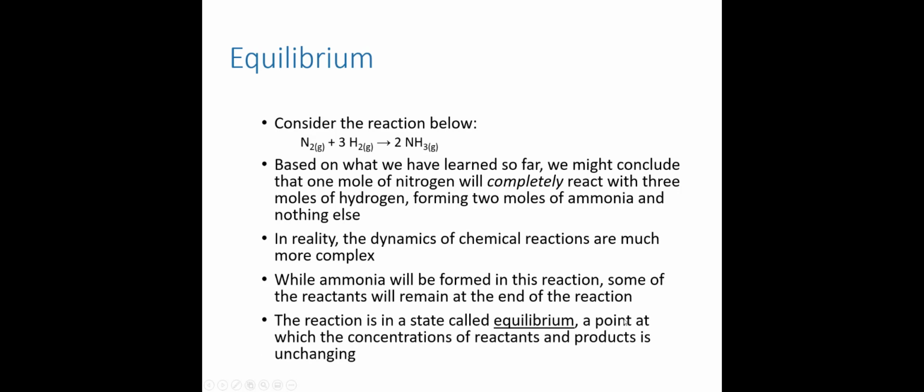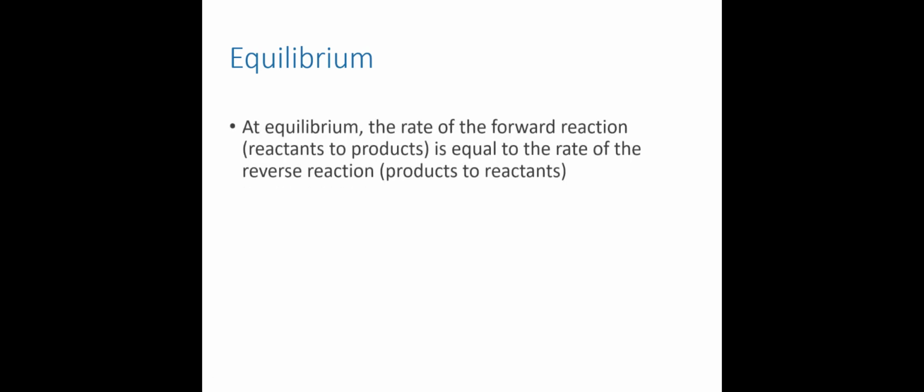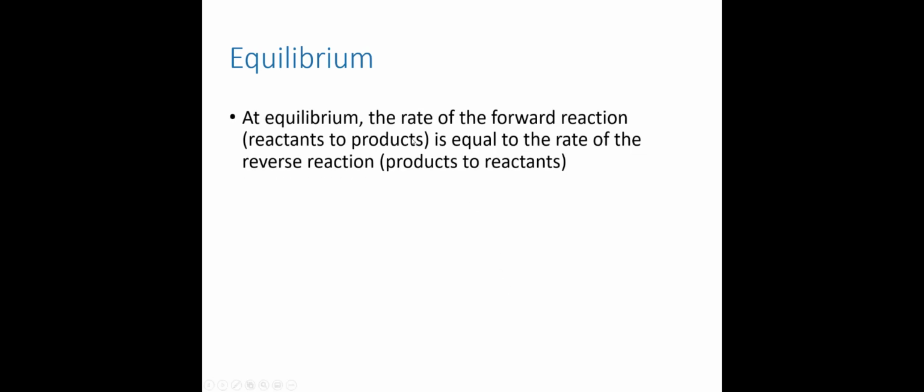So at equilibrium, it is a point at which the concentrations of reactants and products is no longer changing. So it seems like the amounts of all the chemicals are constant. So going back to our concept of rates, what we say is the rate of the forward reaction, so the rate that nitrogen and hydrogen are reacting with each other to make ammonia, is essentially equal to the rate of the reverse reaction, the rate that ammonia is breaking down.